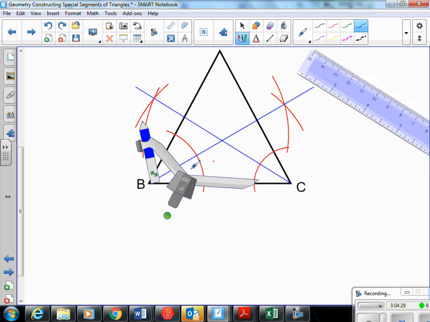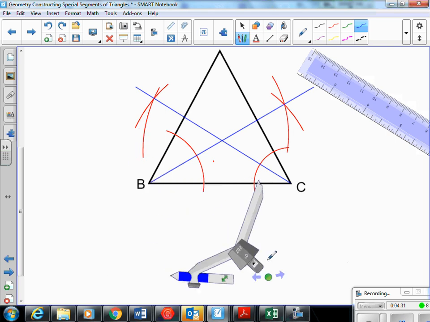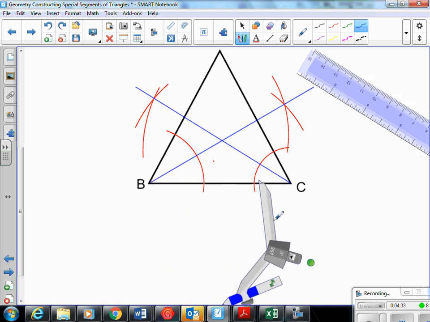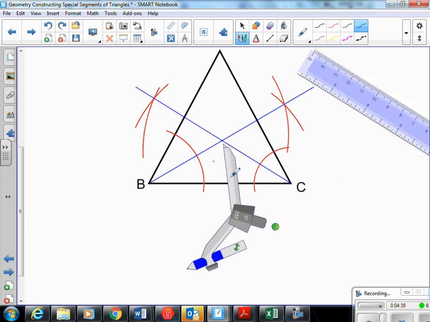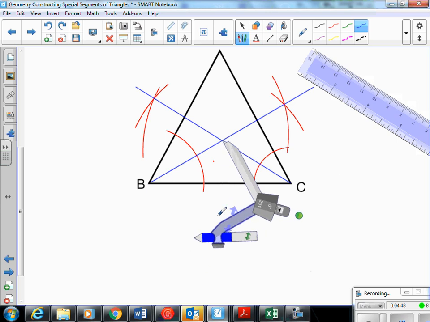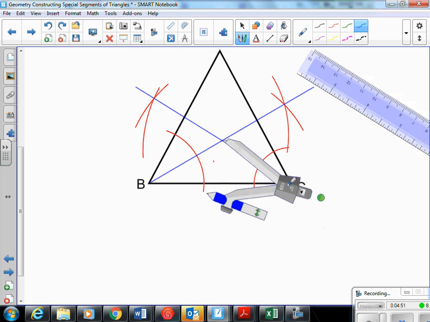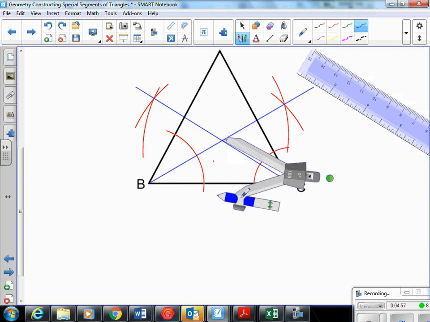And if you remember, the exact distance from a point to a segment has to be a perpendicular distance. So I need to figure out or create the perpendicular segment that would go from that incenter point to the side. So this is the construction for a perpendicular line that goes through a point that's not on the line that we did a couple days ago.